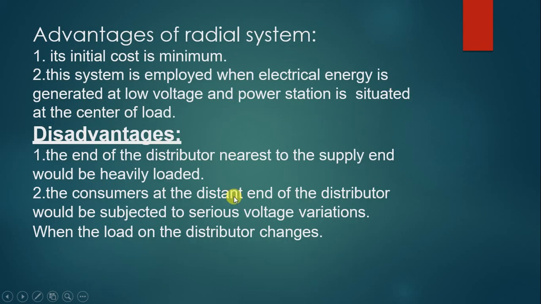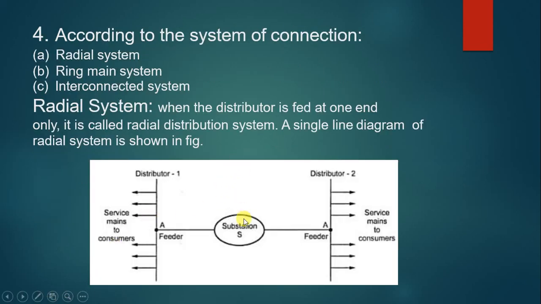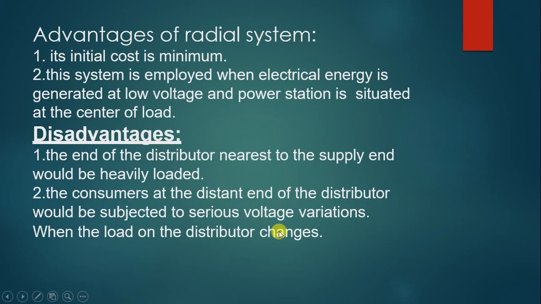So there are some advantages and disadvantages. Most of the Indian distribution system uses the radial system as the major network. Its initial cost is very minimum. That is the fundamental reason why Indian governments approve radial systems. This system can be employed where electrical energy is generated at a low voltage power station situated near the center of the load. For example, you have a windmill near this substation, so this can distribute to both villages.